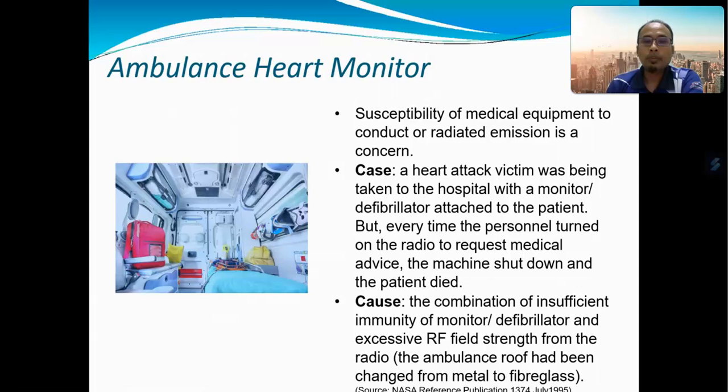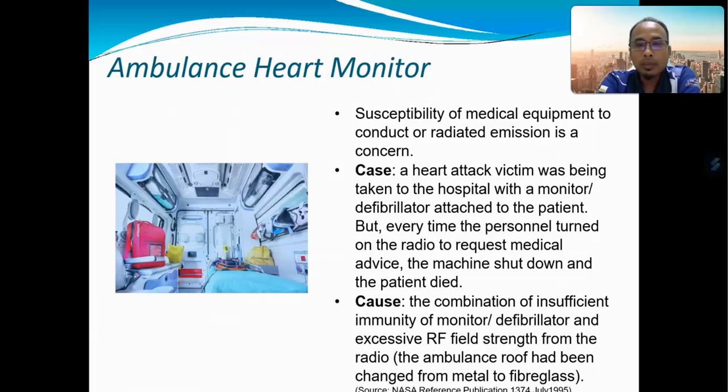From the investigation, it was found that the cause of the machine shutdown was the combination of insufficient immunity of the monitor or defibrillator and excessive radio frequency field strength from the radio. And the ambulance roof had been changed from metal to fiberglass. So one of the techniques is replacing the ambulance roof material from metal to fiberglass. So this is very critical.